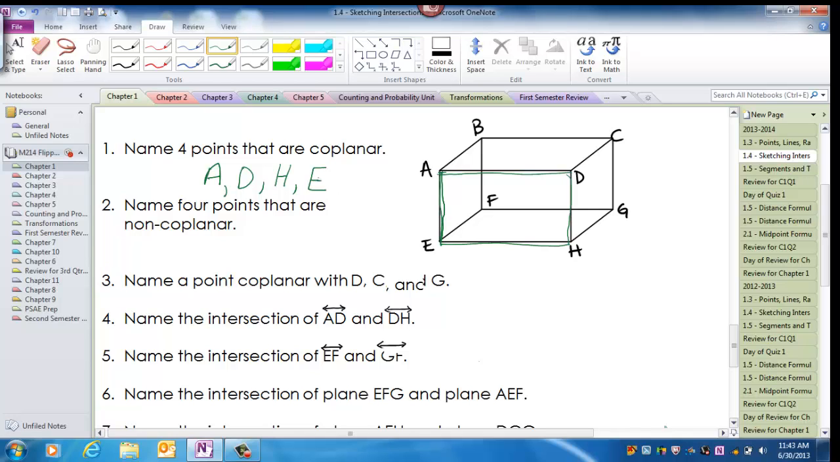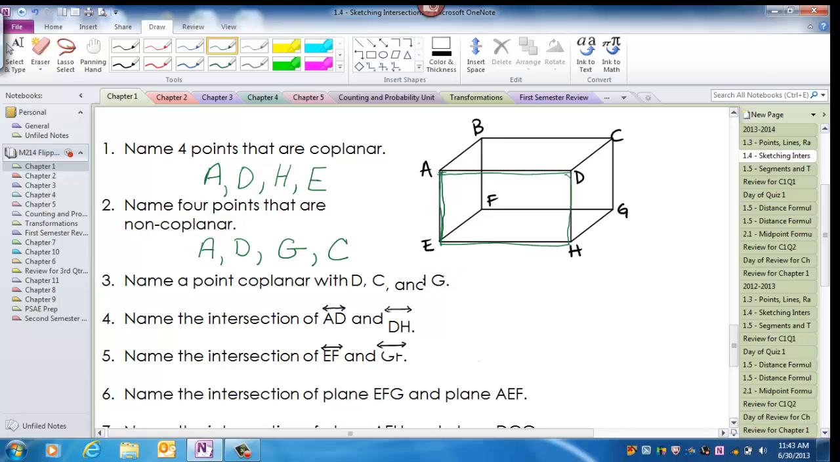Then for number 2, 4 points that are non-coplanar, not on the same plane. Basically, you just want to make sure that you pick 4 points that are not all on the same surface. So we could start with A again, and then use D, but then maybe we'll go over to G, and then back up to C, let's say. So if you had A and then D, G, and C, they would not be on the same surface, not on the same plane.